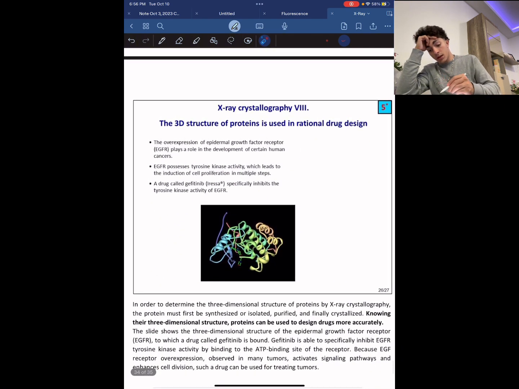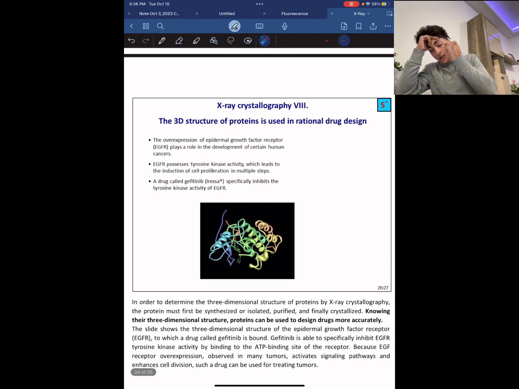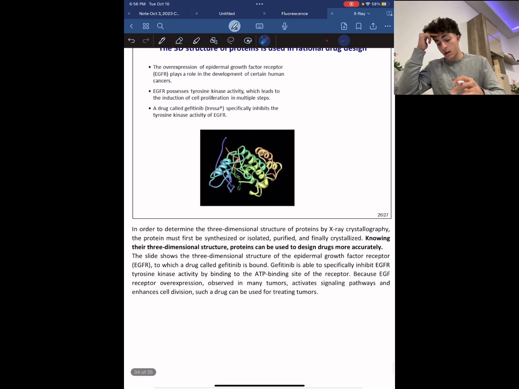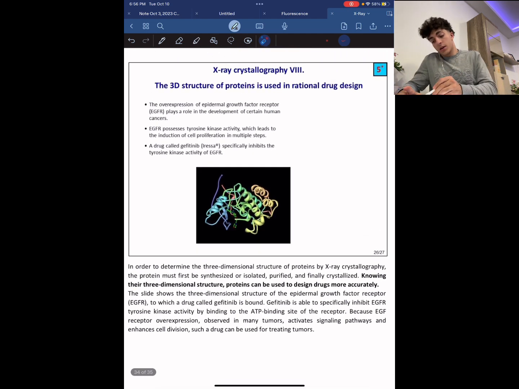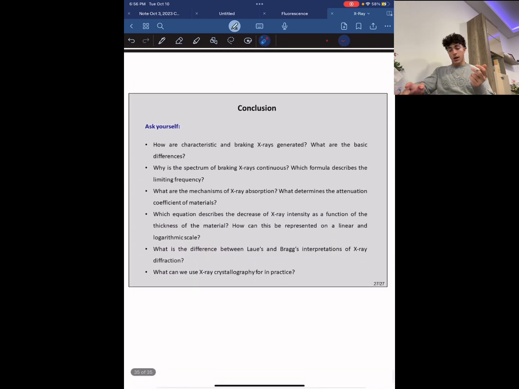Yeah, this is showing that we can use different programs to show different protein interactions, and we're going to learn about this in fluorescence as well. But again, X-ray crystallography is when we use an X-ray beam hitting a scattering center or a scattering plane in Bragg's interpretation to find out the structure of what we are monitoring, for example, a protein. And that is it.